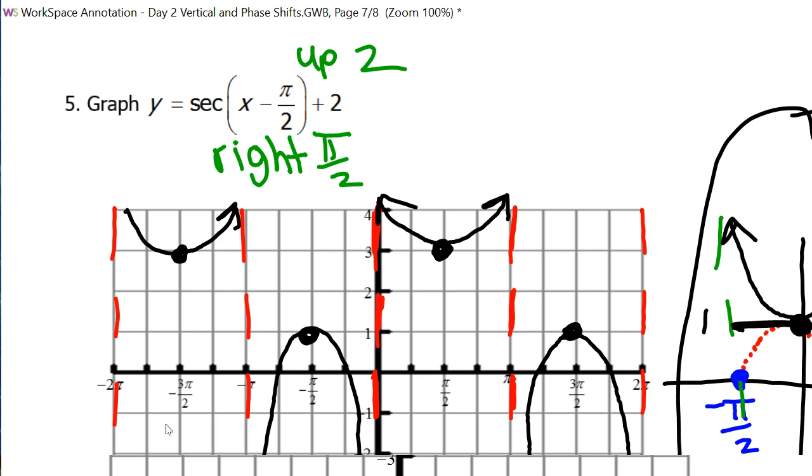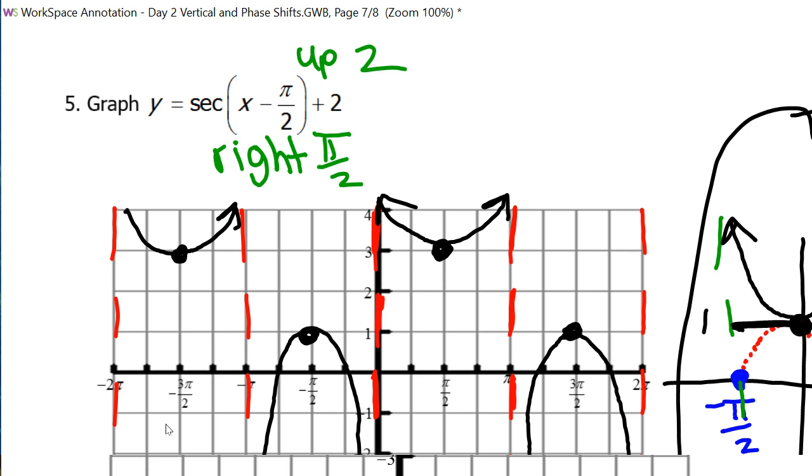So what was the phase shift? Negative 2 pi. Plus 2 pi. How would I say that in words? Translated 2 pi. Translated which direction? Right. Translate right, how much? Pi over 2. Translate right, pi over 2 units.